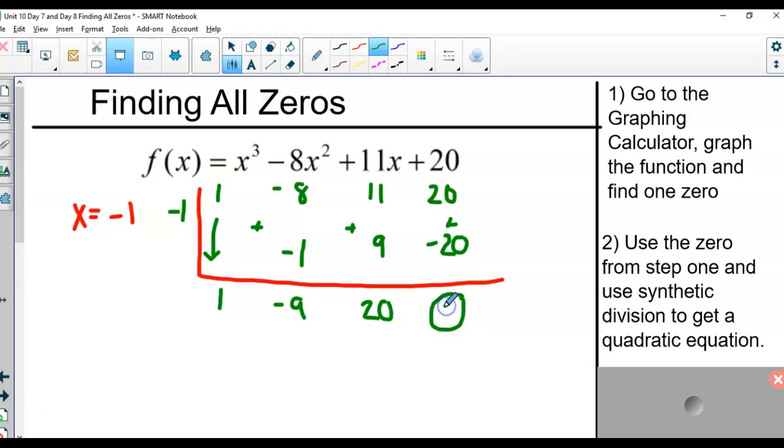And we are very happy that we got 0, because that confirms to us that -1 is indeed a 0. We calculated that right on the graphing calculator. Now what's left over is this polynomial function, 1x to the second power. How do I know it's to the second power? Because it's 1 less than the polynomial function we started with. Minus 9x plus 20.